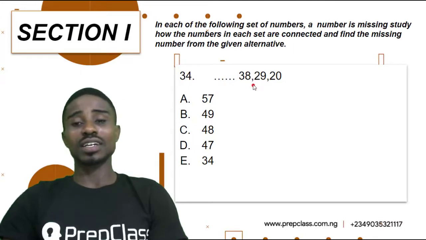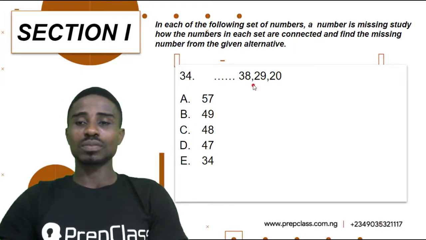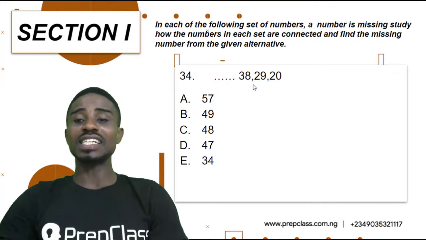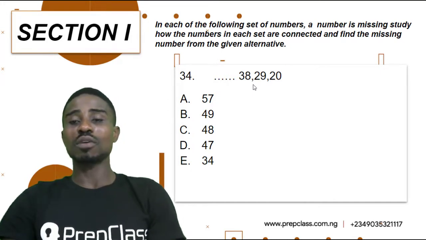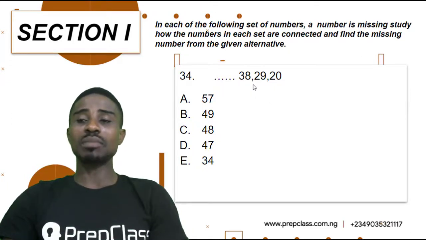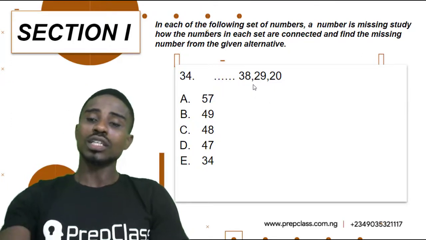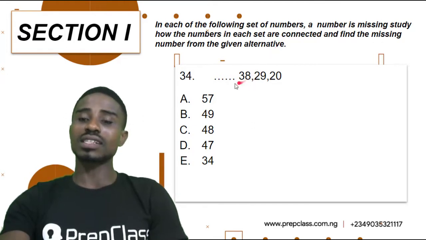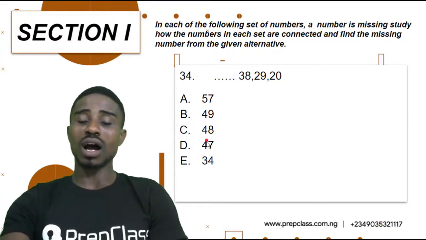Now, section I, question 34. We have an instruction here. It says, in each of the following set of numbers, a number is missing. Study how the numbers in each set are connected and find the missing number from the given alternative. So we are basically being asked to study the numbers in each set and find out what the missing number is, then select it from our options.